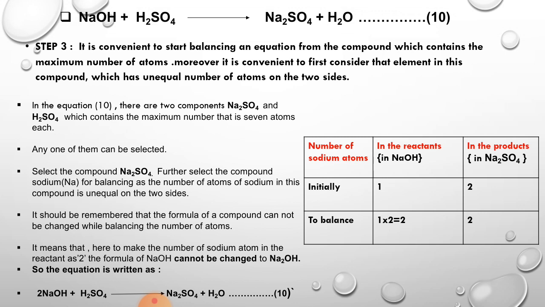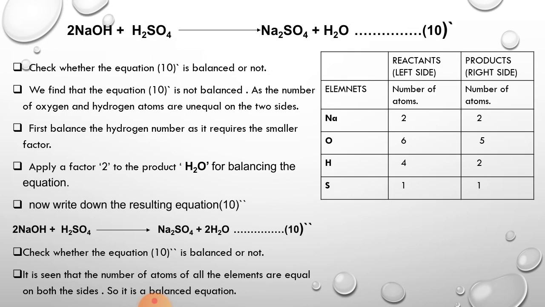Here in the table, let's see. Initially in NaOH, the number of Na is 1, and on the product side the number of Na is 2. But after balancing, in equation number 10 dash, you can see the number of Na is 2, and on the product side also it is 2. So now it is balanced. Okay. Really, is it a balanced reaction?